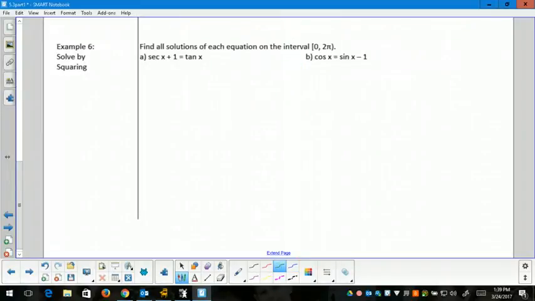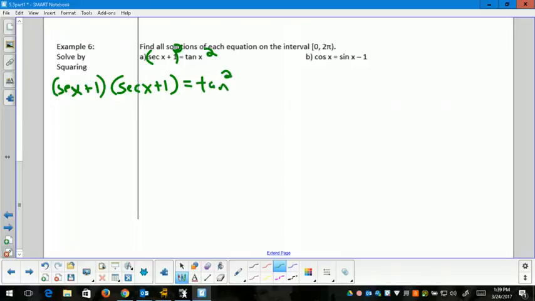So we have a little bit of a problem. But not too bad, because I could just square both sides. It's okay, if you're going to square one side though, you have to square the entire other side. And in doing that, I've got secant x plus 1 times secant x plus 1 equals tangent squared. And over here, this is secant squared plus 2 secant plus 1 equals tangent squared.